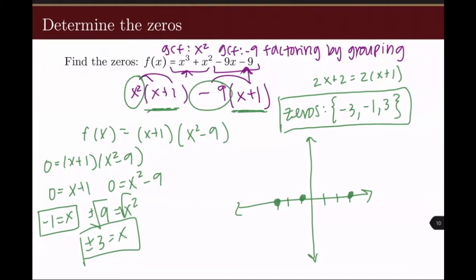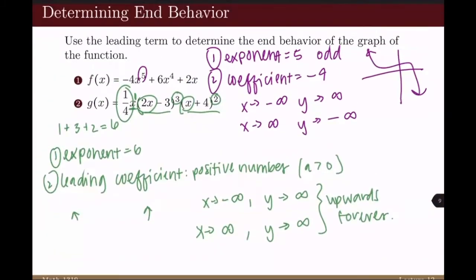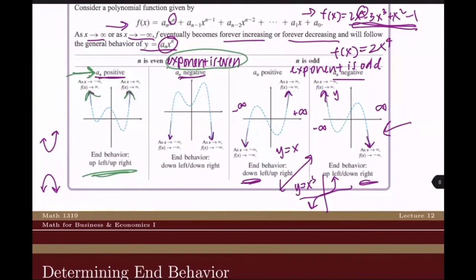So we look at our leading term. Our leading term is x cubed. So that makes this an odd exponent. And it has 1 as a coefficient. So you could think a equals 0, or you could think of a positive leading coefficient. And if we come back up to our chart here, exponent is odd, and positive leading coefficient means we start down and we end up. All right?